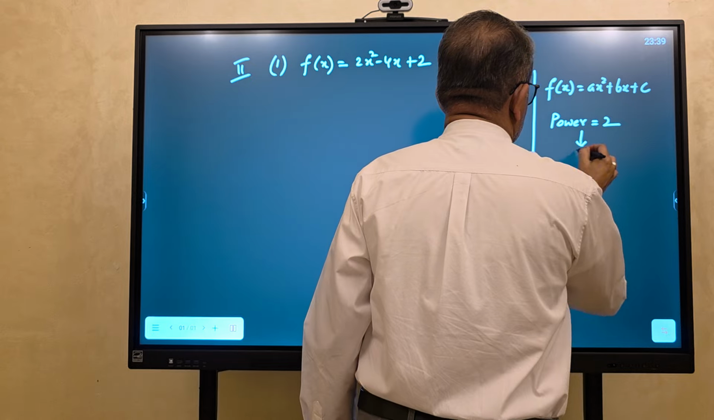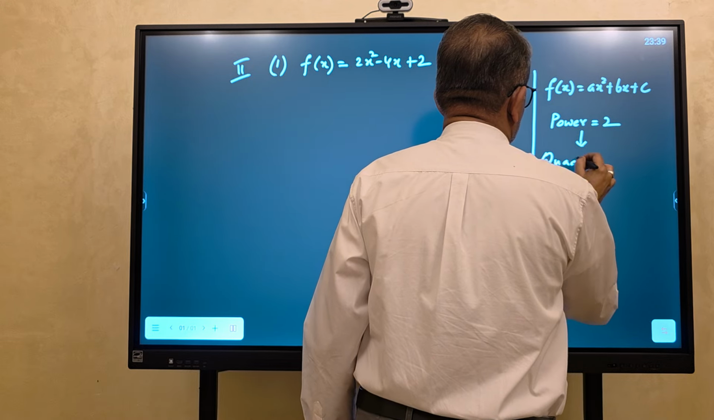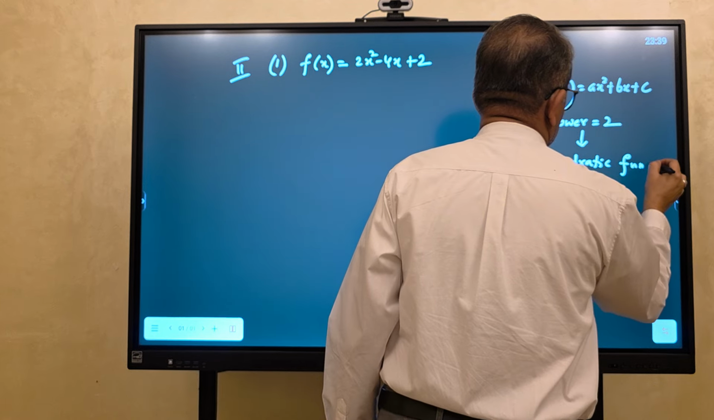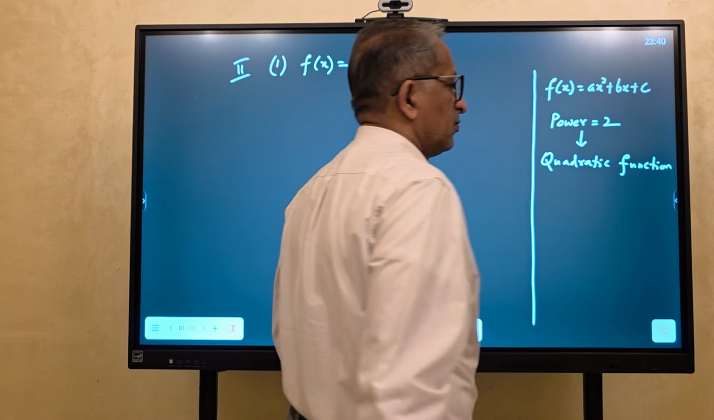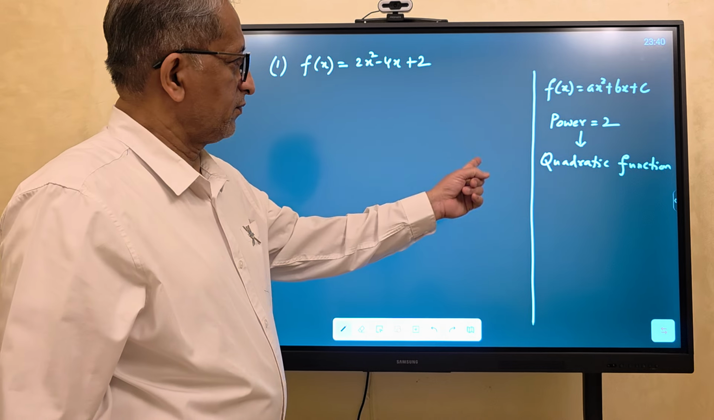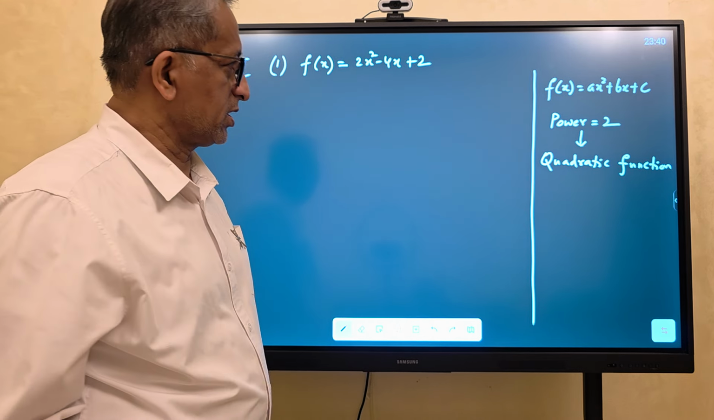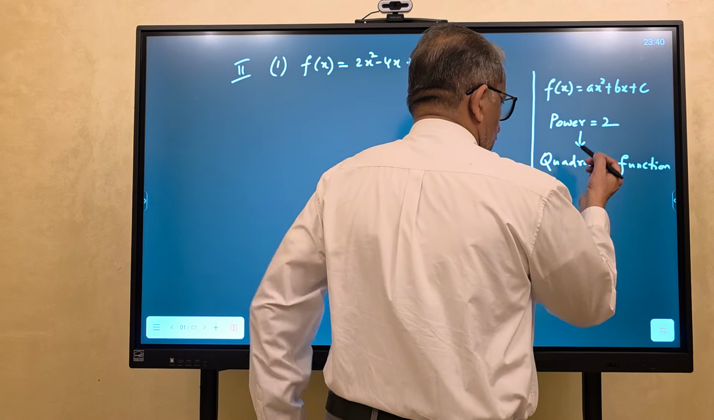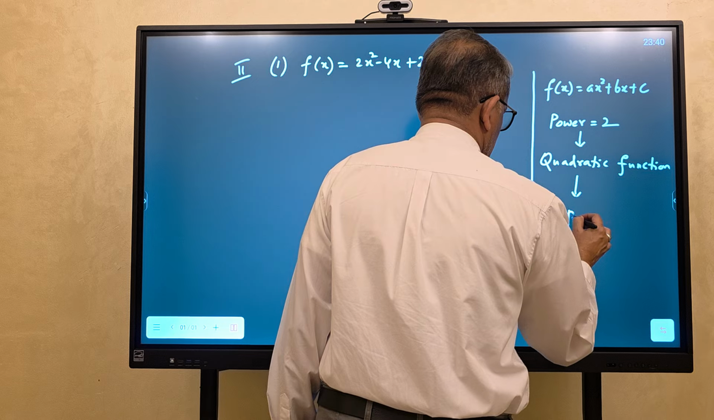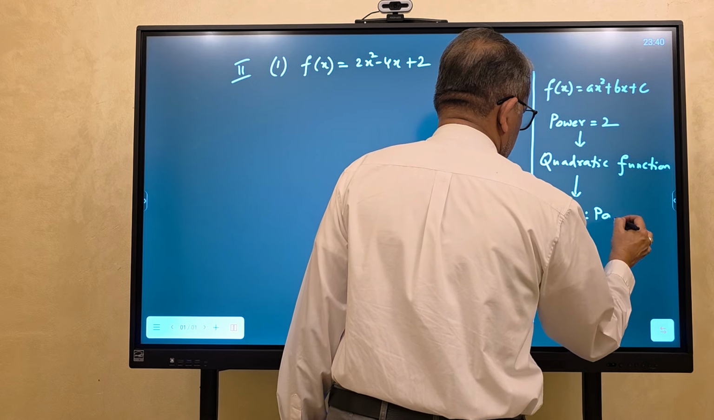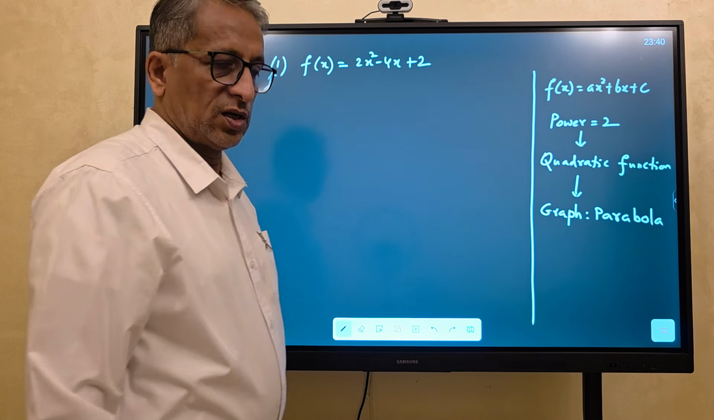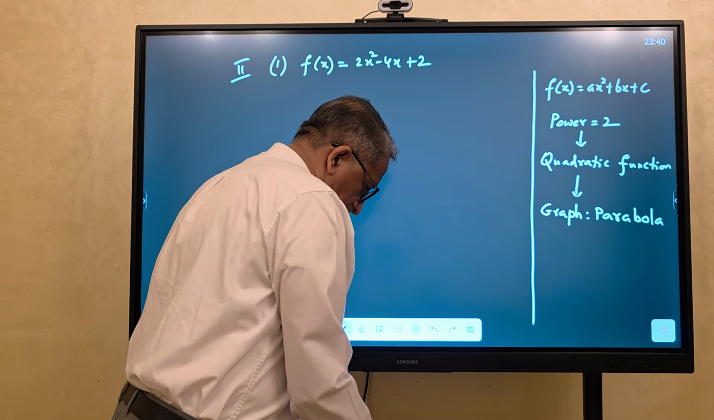So this is called a quadratic function. If the highest power of x is 1, it is a linear function. If the highest power of x is 2, it is a quadratic function. When it is a quadratic function, please remember the graph of this is a parabola. This is very important.